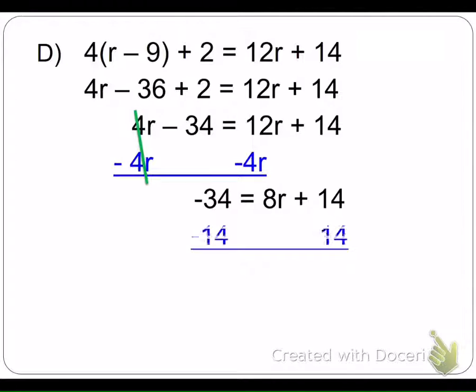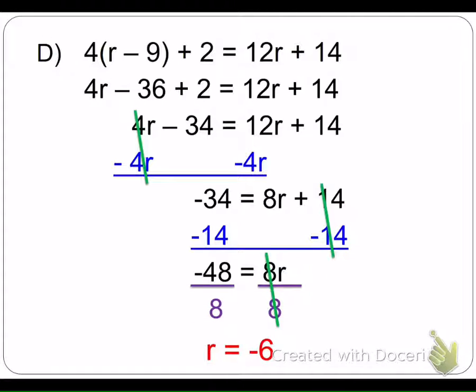Subtract the 14. Now the signs are the same. They're both negative, so we add them, keep the negative sign. Negative 48, good. Divide by 8, and you get negative 6. Very good.